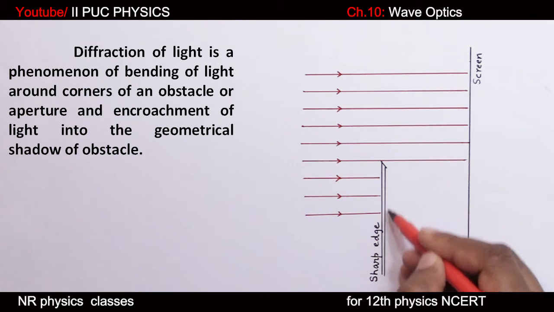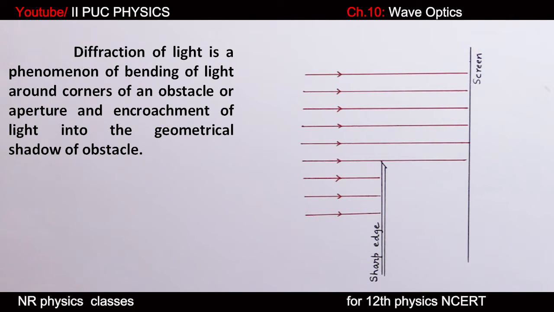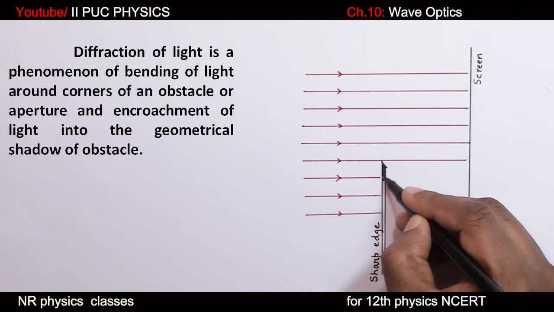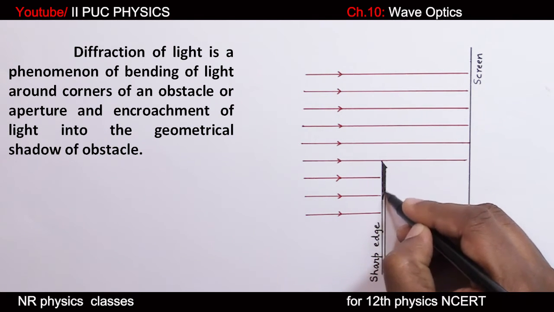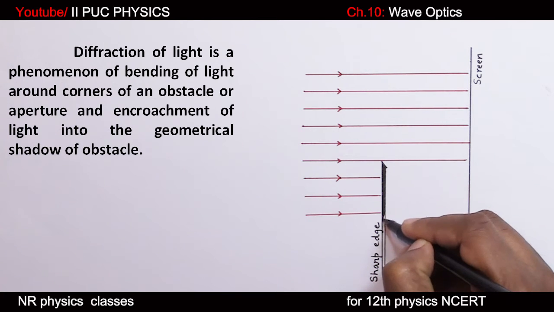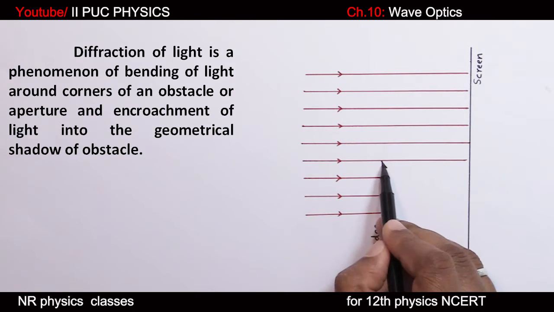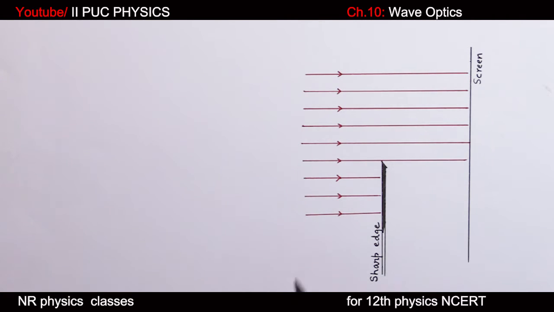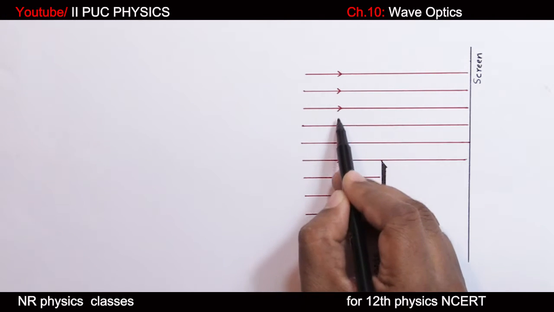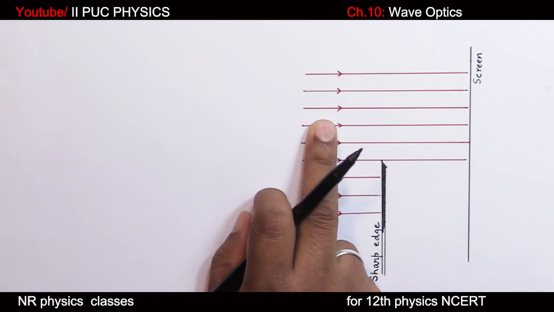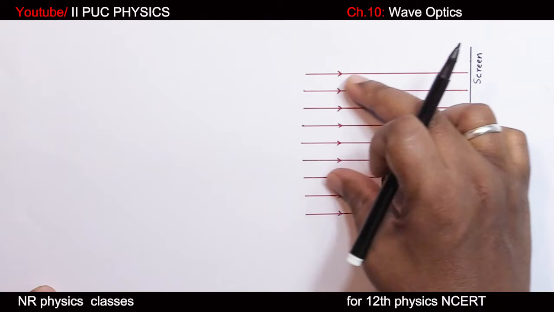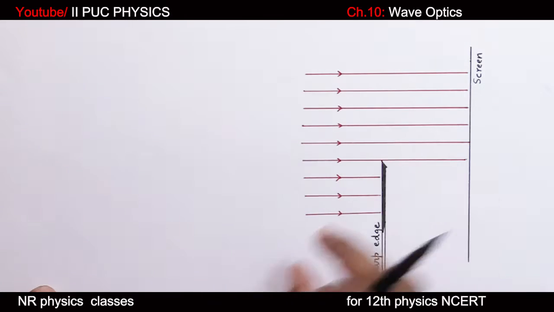see, there is a sharp edge. So this is a knife edge. This is the sharp region. The knife edge is placed like this. Okay. Incident is parallel rays. This is the simplest case. If the source is at infinity, what we get is a parallel beam, nothing but parallel rays.